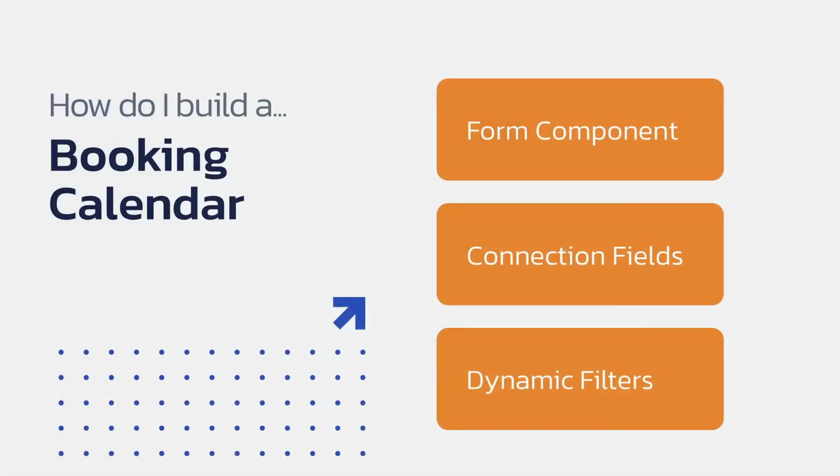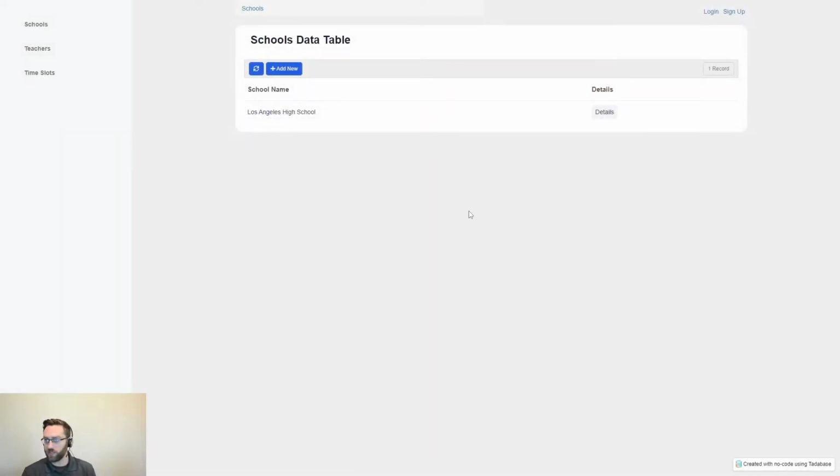Okay, so the suggestion was, how do I build a booking calendar? The idea behind this app was to basically display different time slots that users would be able to select from. And once that time slot is selected, it's no longer available for anybody else to pick. And when we're done, we're going to have an app that looks and functions something like this.